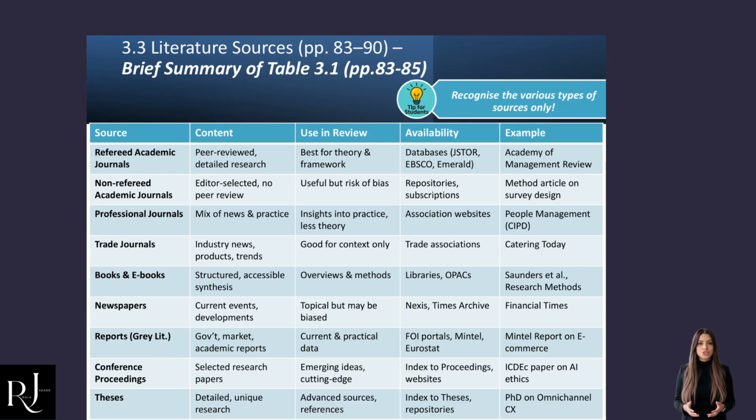Reports or gray literature are excellent for getting current and practical data. If you're researching the economic impact of a new policy, government reports can offer up-to-date statistics and detailed analyses. Market reports, on the other hand, can provide data on consumer behavior, market share, and competitive analysis.